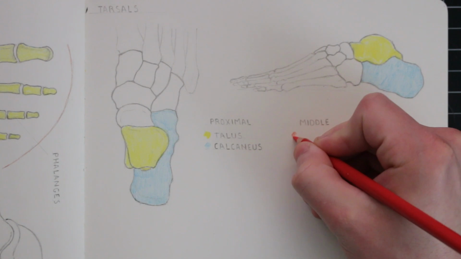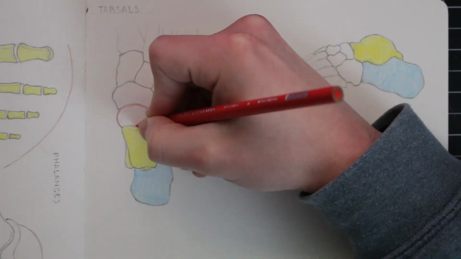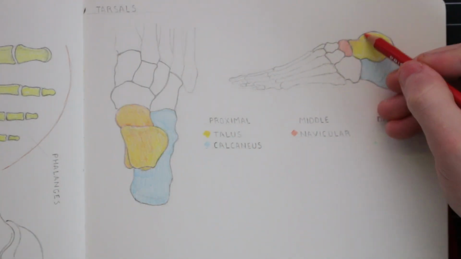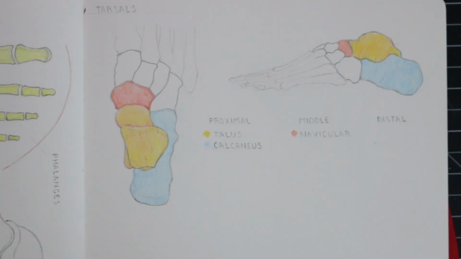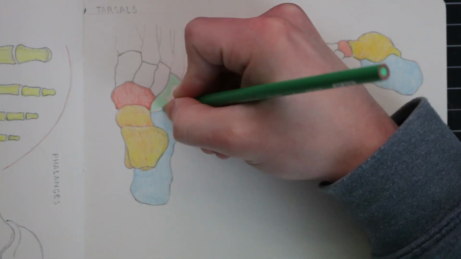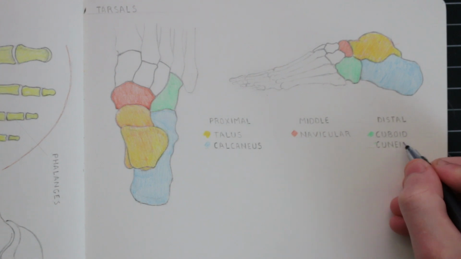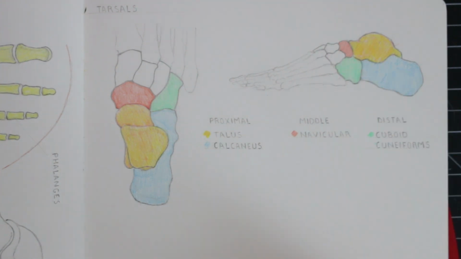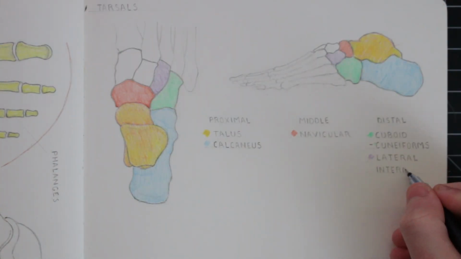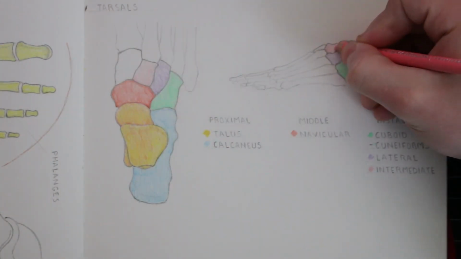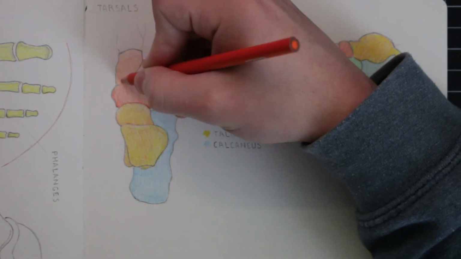In the middle group, there is only one bone all by itself, the navicular bone. And it's here when I realised the mistake I had made, but luckily I was able to rectify this by shading in the talus section, like so, a mix between yellow and red, creating an orange colour. Anyways, in the distal section, there is the cuboid bone, and then there are the cuneiform bones, consisting of the lateral cuneiform, the intermediate cuneiform in the middle, and then finally the medial cuneiform.